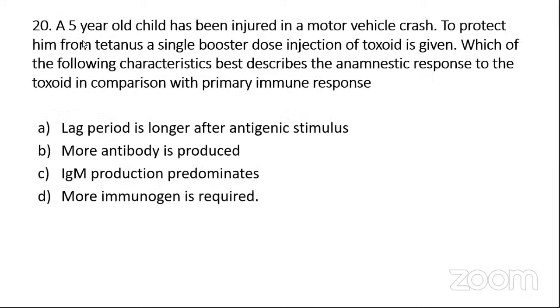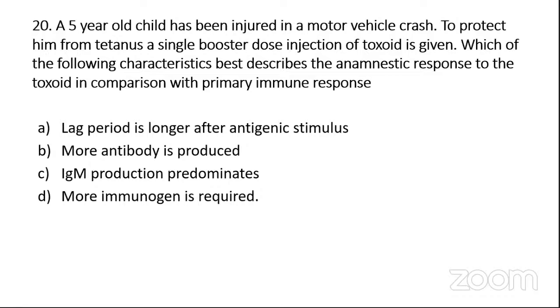Okay. A 5-year-old child has been injured in a motor vehicle crash. To protect him from tetanus, a single booster dose injection of toxoid is given. Which of the following characteristics best describes the anamnestic response to the toxoid in comparison with the primary immune response? What is anamnestic response? Any idea? Secondary immune response is also called an anamnestic response. So now you can answer.